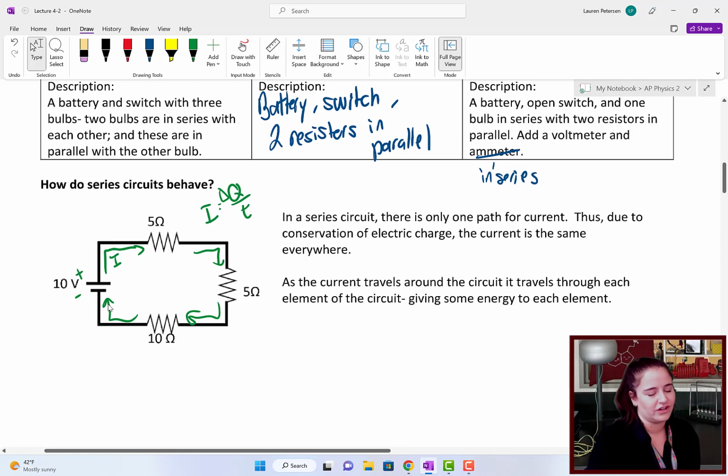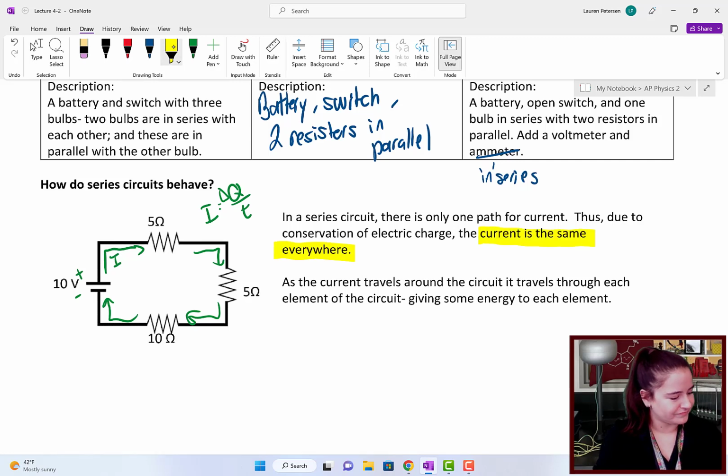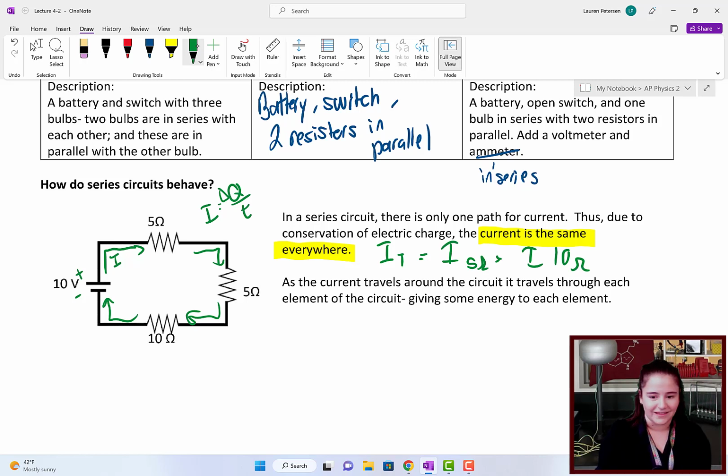That's the law of conservation of charge. The energy is going to be used by the resistor, but the charge itself is going to flow through the whole circuit, giving some of its energy to each element. So the current will be the same everywhere. I total equals the current going through the 5 ohm resistor, which would equal the current going through the 10 ohm resistor. It would all be the same.